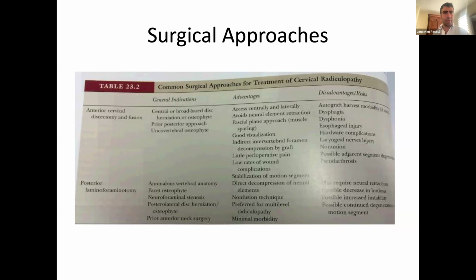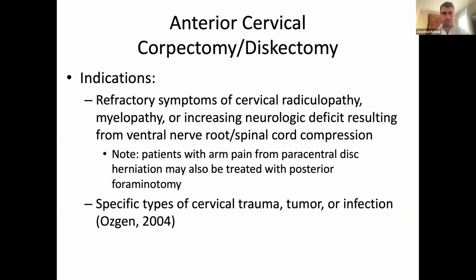These are all like posterior approaches. Now, I don't want to say all radiculopathy is anterior. The posterior cervical foraminotomy, in the right patient, is one of the best procedures you can do for patients with radiculopathy. It's very powerful, and it's really good to learn how to do this well. I find these are some of the happiest patients if you can do this correctly. You can avoid all the anterior stuff.